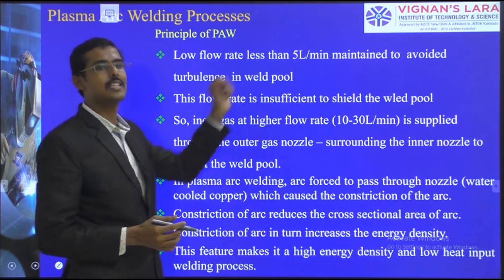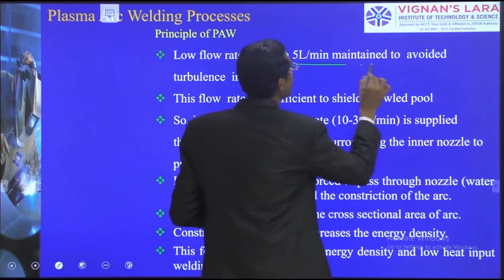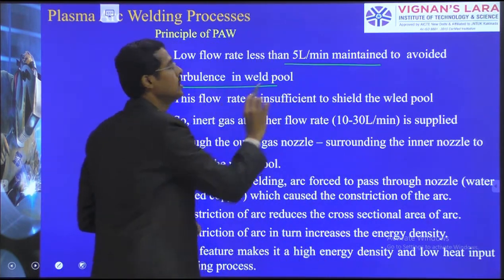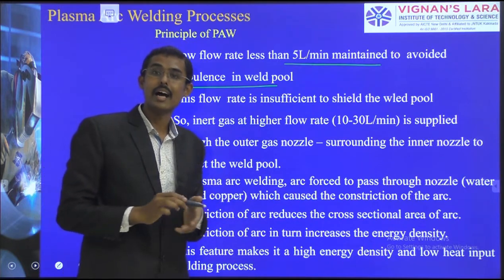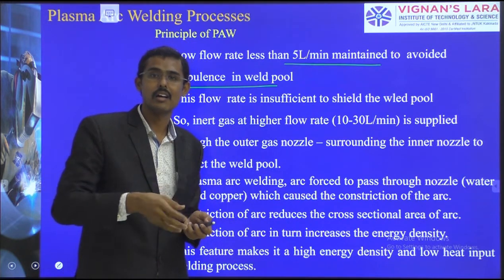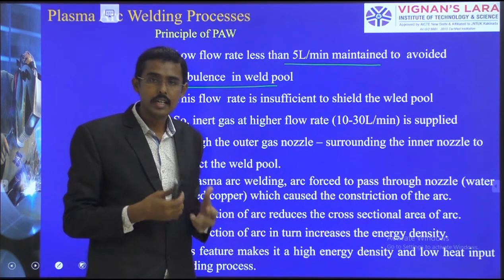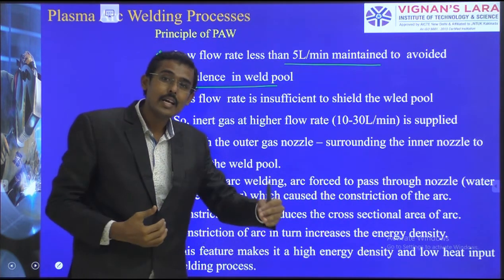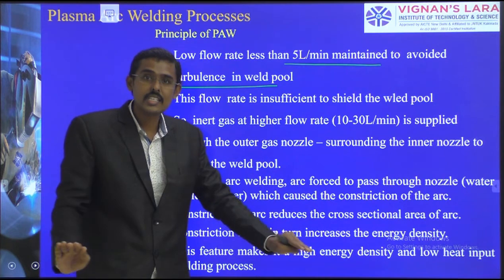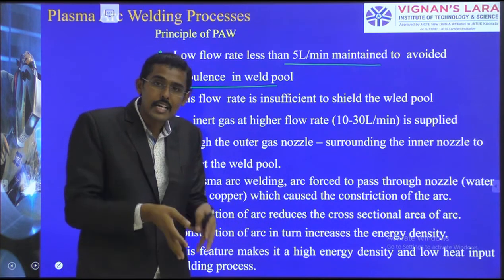A low flow rate of less than 5 liters is maintained there to avoid turbulence in the weld pool. Earlier we were told high shielding is needed with argon when comparing argon and helium. But here we are giving double layer protection. Shielding is different; making the plasma is different.